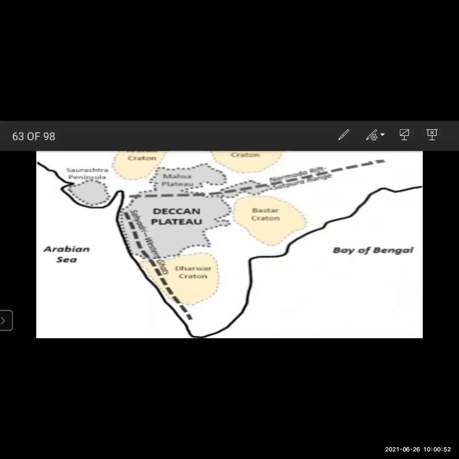See, this is the Sahyadri, the Western Ghats. And this is the Deccan Plateau. Osmanabad, they are moving like this.